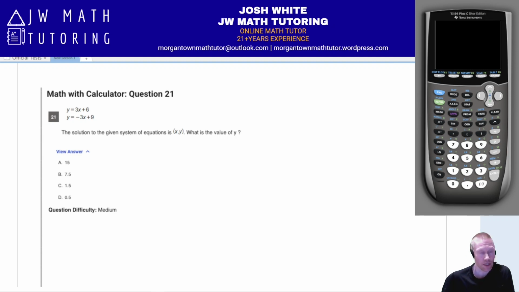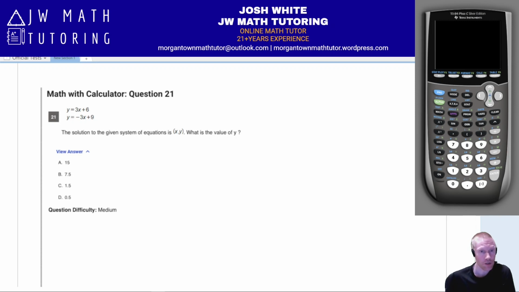Even though both of these lines are in slope-intercept form, y equals mx plus b, you can still add them together like you would normally do if they were in standard form. And the reason I would do that is because notice the x variables have opposite coefficients on them, positive 3 and negative 3.